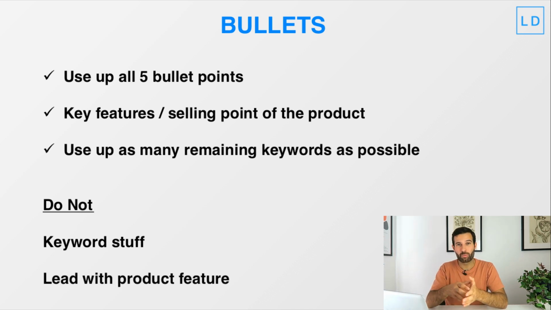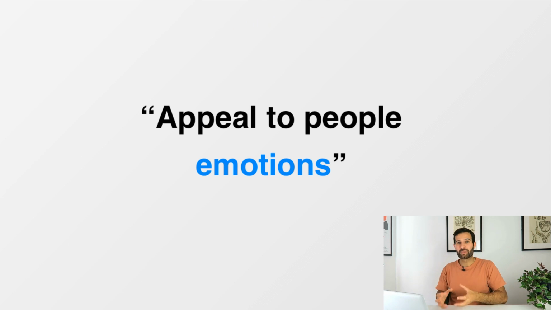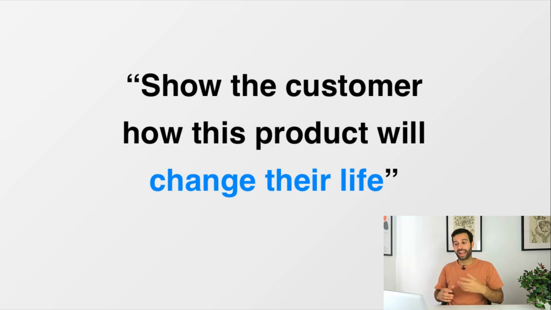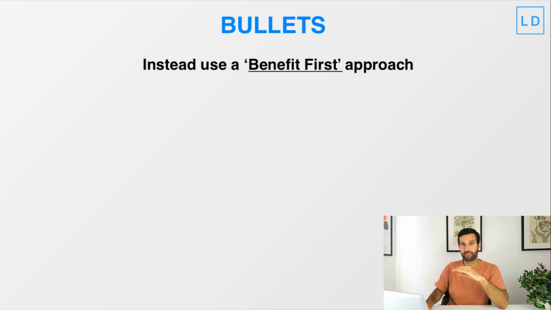product feature. Instead, what you want to lead with is a product benefit. So what do I mean by this? Well, basically, you want to appeal to people's emotions. The buying process is a super emotional process, and if you can show the customer how the product will change their lives by highlighting a benefit that the product's going to bring to them instead of just highlighting a feature which will have less of an emotional response, that customer is more likely to convert. So what you want to do is lead with a benefit first approach when building your bullet points.